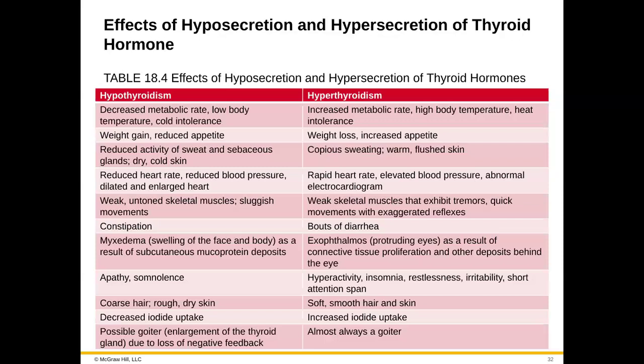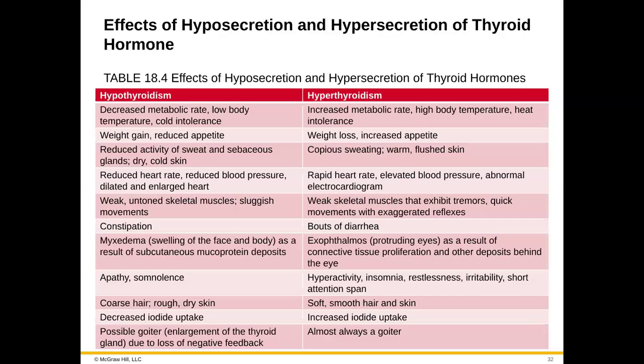Typically, we'll find them a bit tachycardic, so rapid heart rate, elevated blood pressure. EKG or ECG will be abnormal. They may have different changes with their cardiac cycle and their EKG, which we'll get into next chapter, and we'll have a flashback to this. Can have weak skeletal muscles that are going to exhibit tremors. Most movements are going to be exaggerated. Reflexes are going to be exaggerated. They're going to have hyperreflexia. Bouts of diarrhea.